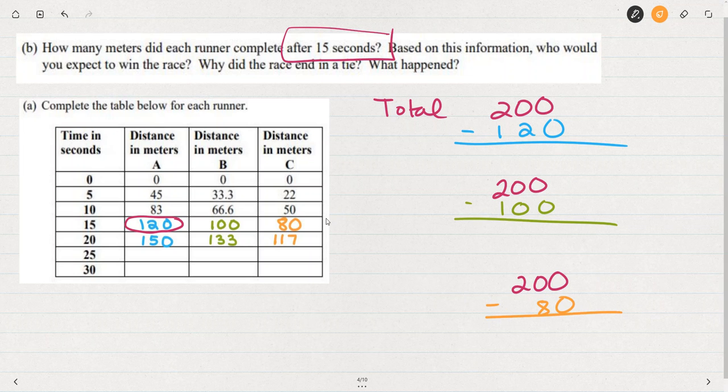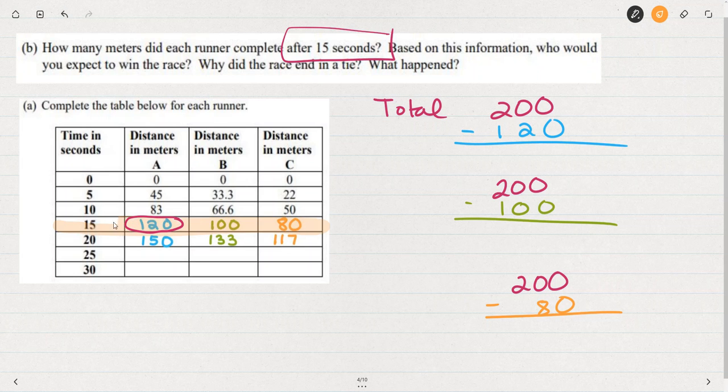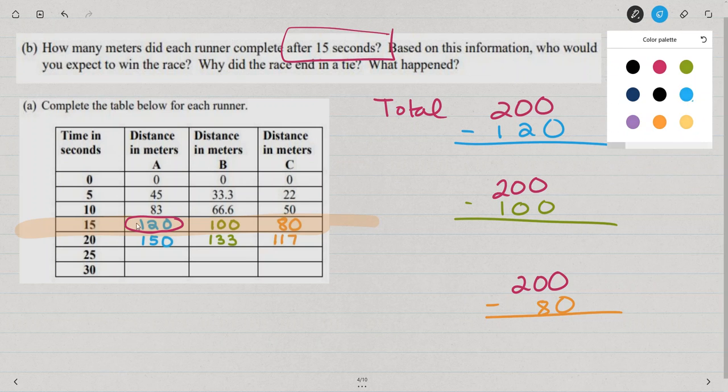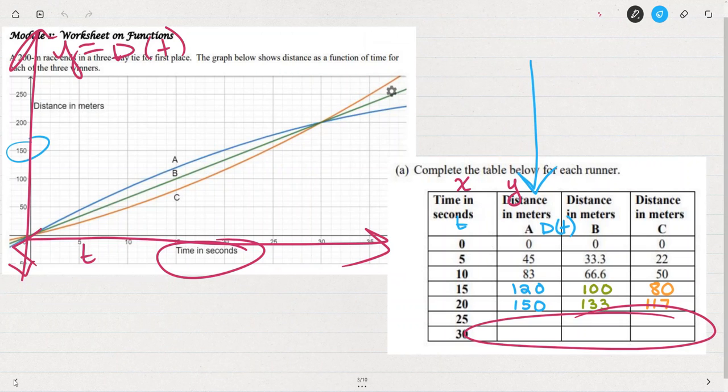And based on this information, who would you expect to win? So let's say based on where they are here at the 15-second mark, 15 seconds into the race, I would have put my bet on runner A. Runner A was quite a distance ahead of C and slightly ahead of B, so it sure did appear that our runner A was significantly ahead. And why did the race end in a tie? What happened? Well, let's go back to looking at the graph to see what happened.